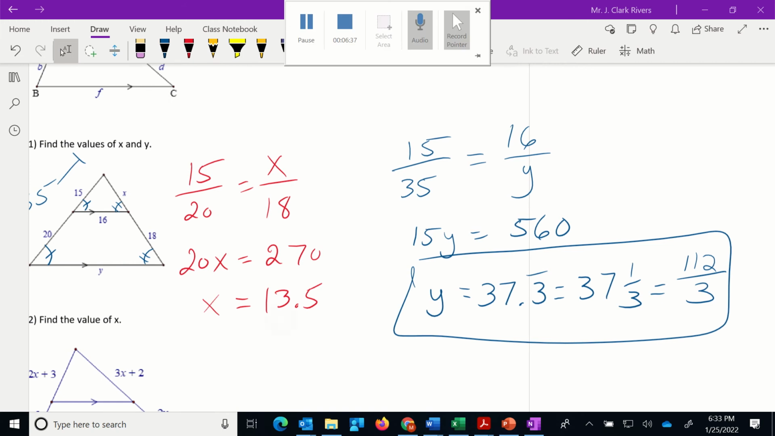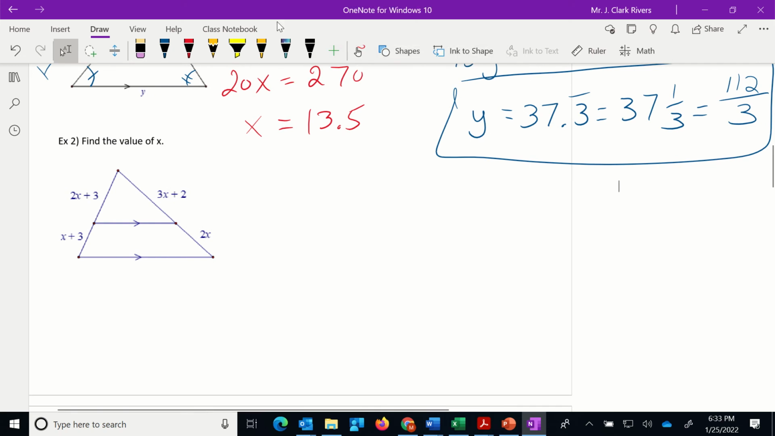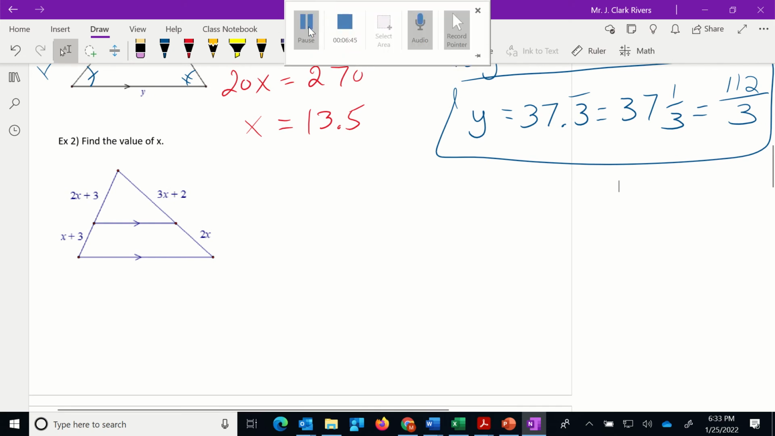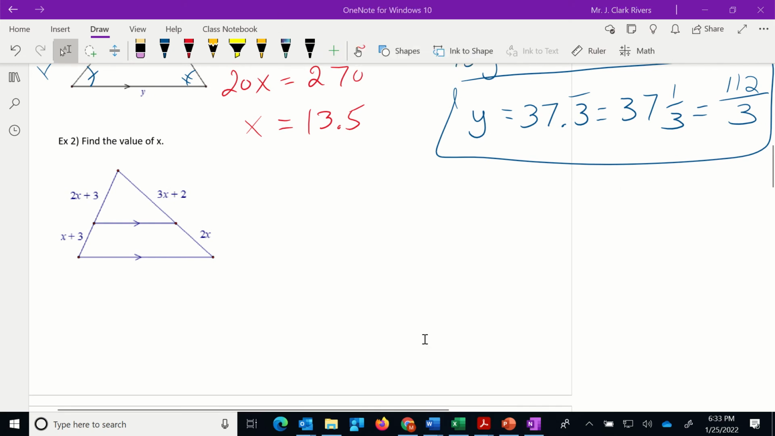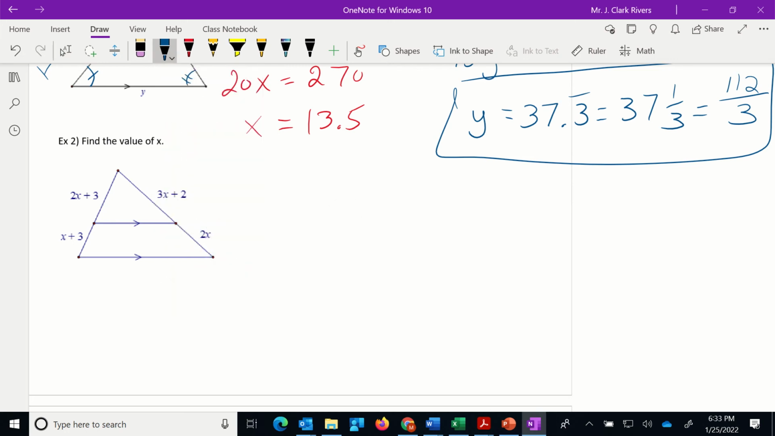Okay, so moving on. Example 2, pause the video now, try this one on your own. Okay, so we can use the side splitter theorem again because we have a triangle with a side parallel to it on the interior of the triangle like this. So I'll do top over bottom. You don't have to do top over bottom. You can do left over right, bottom over top, whatever. But I'll do top over bottom.